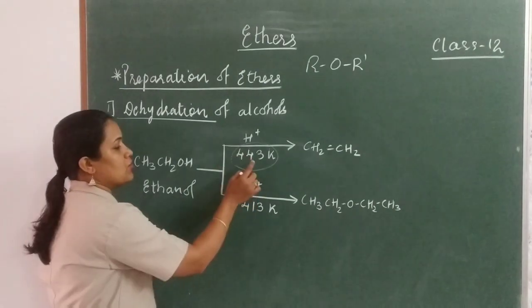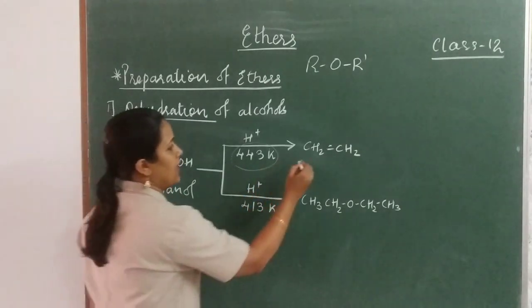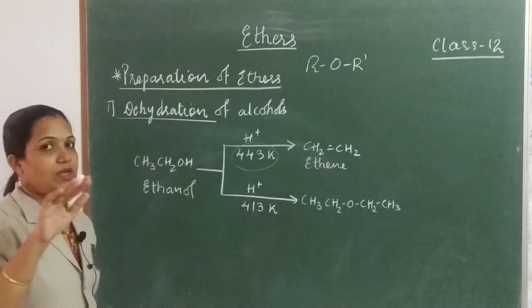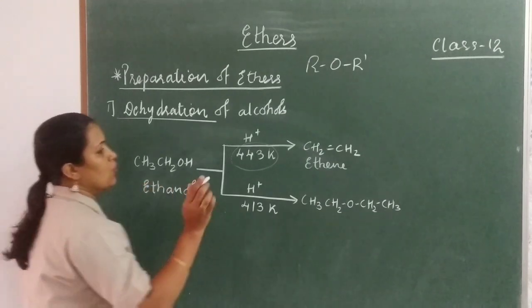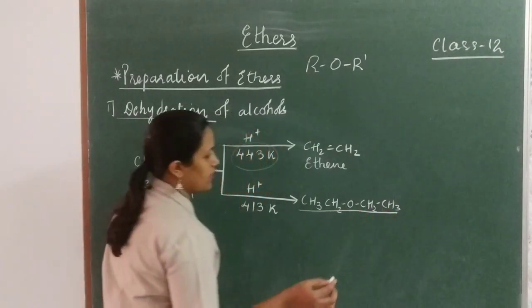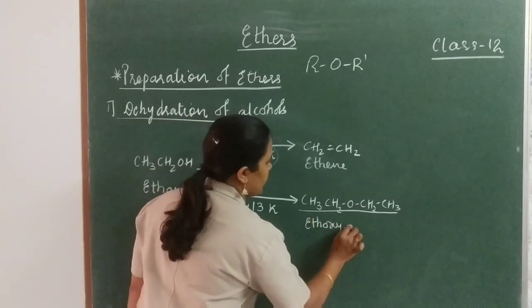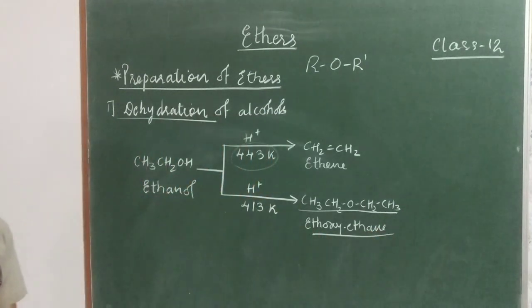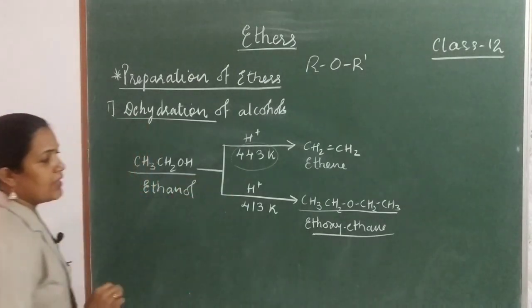If we have a temperature of 443 Kelvin, then we will get an alkene, and that one is ethene. And if the temperature is decreased to 413 Kelvin, then we will get an ether, and the name of this ether is ethoxyethane. Students, I hope you all know how to name ethers. So let's see the mechanism in which ethanol is converting into ethoxyethane.